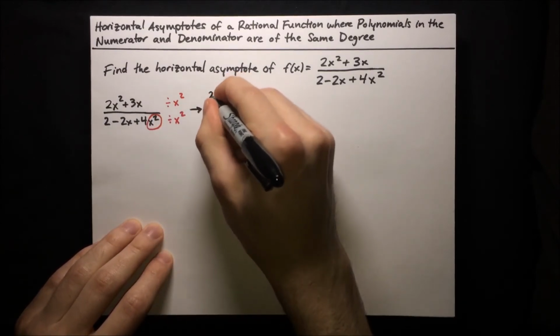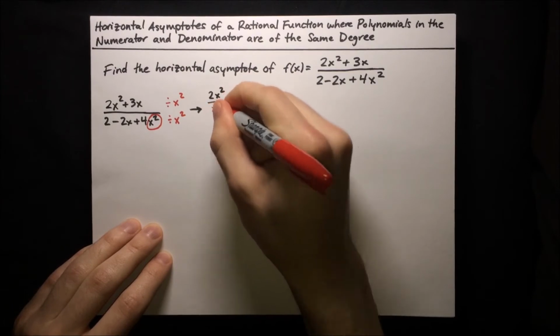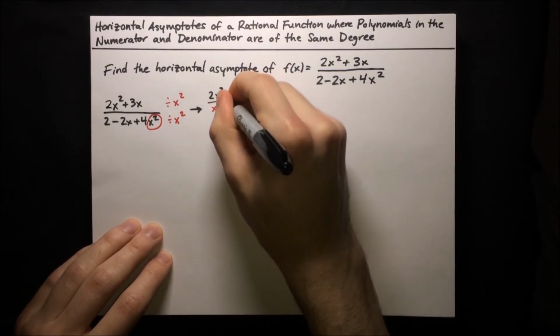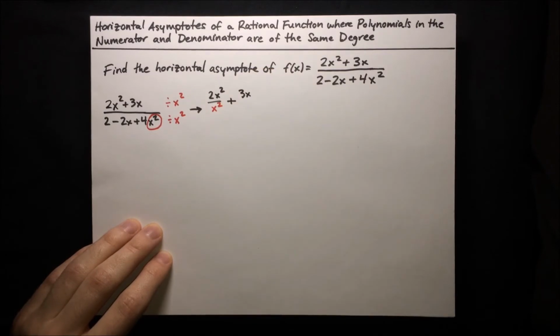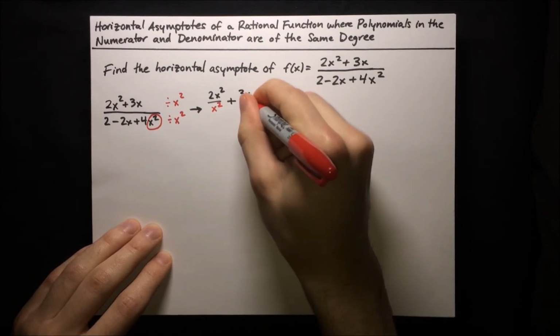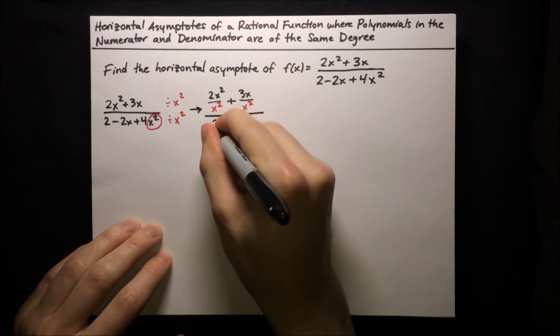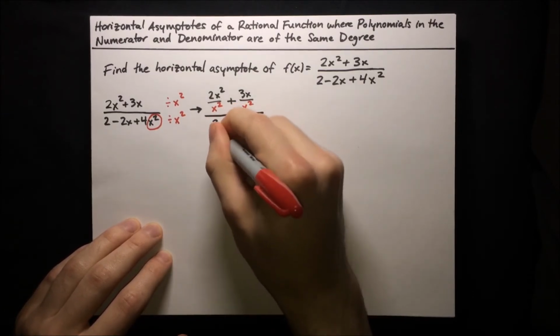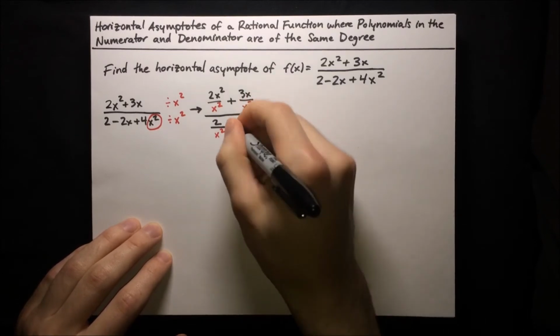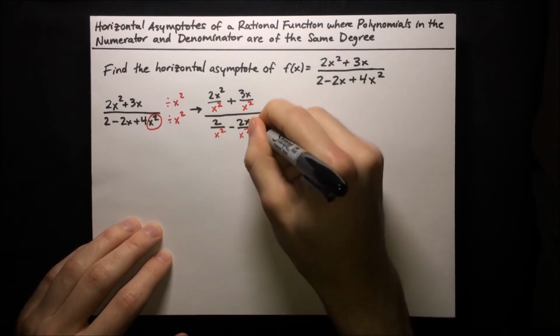So we divide the top and bottom by x squared, and our terms are each individually divided by x squared. So we've got 2x squared divided by x squared. And then we've also got our 3x divided by x squared. So plus 3x divided by x squared. And then on the denominator, all the terms individually are divided by x squared. So we've got 2 over x squared, then minus 2x over x squared, and then plus 4x squared over x squared.